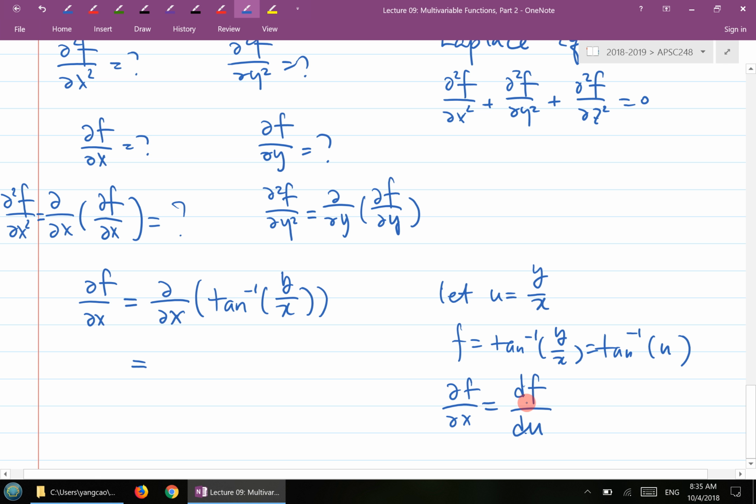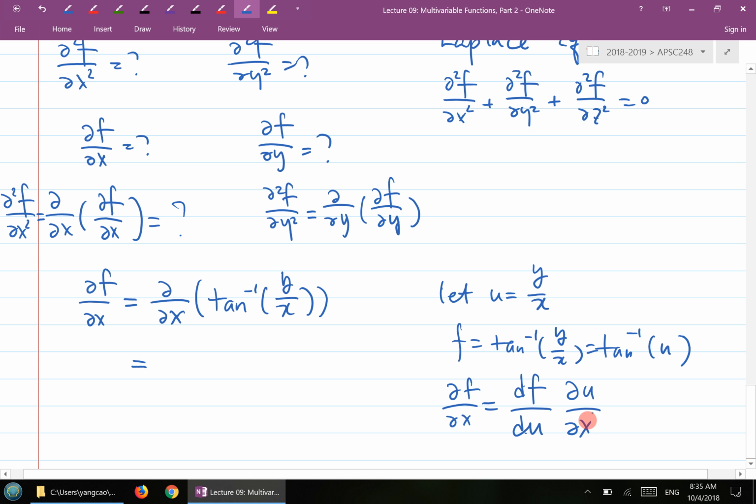Now remember here I didn't write a partial sign, because if I do this substitution, then f is just a single-variable function of u now. So I don't need a partial f here. However, next step, u is a multivariable function, so we use partial u over partial x. Is that good? So that's a simple chain rule here.